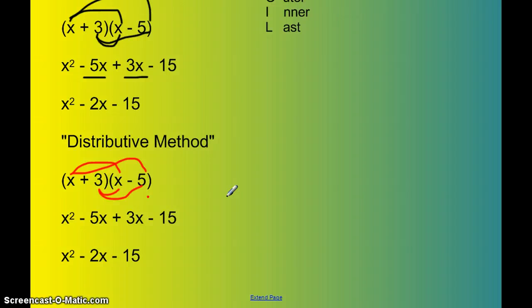Bigger picture, though, I think it's important that we understand what we're doing when we're multiplying a binomial times a binomial: we're taking each term from the first binomial and multiplying it by each term from the second binomial, then combining our like terms to get the answer. You see, all the work, everything looks exactly the same. It's just different wordings for it. I would like you to stick with whatever you're comfortable with. If you are comfortable with FOIL, stick with FOIL. If you're more comfortable thinking about distribution, think about distribution. Just make sure you're comfortable with the process of multiplying binomials.